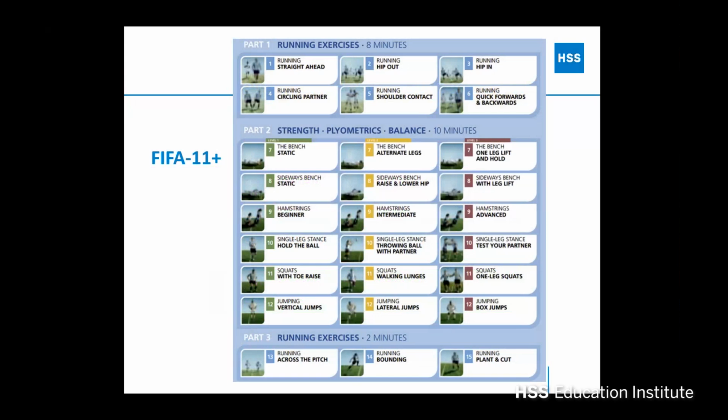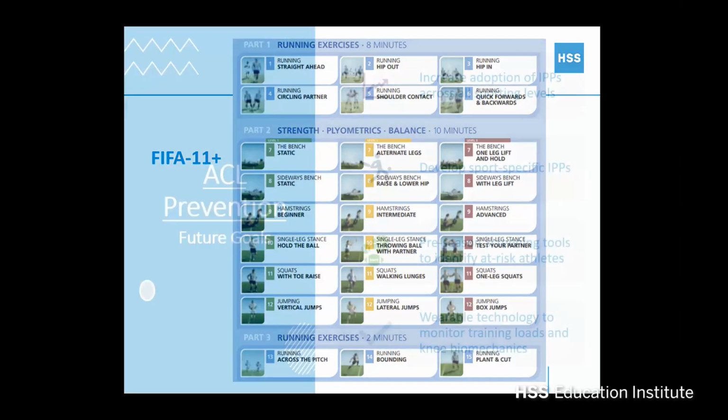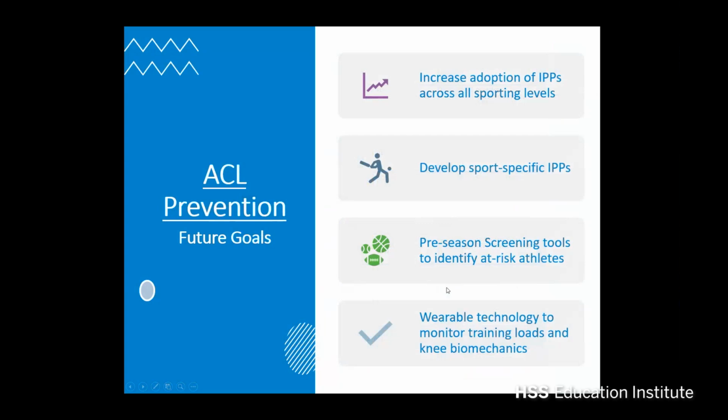For the first section, there's 8 minutes of various running exercises to warm up. Then 10 minutes of strength, plyometrics, and balance exercises to really make sure that the muscles are ready for the performance. And then 2 additional minutes of running. This is really meant to supplant any pre-game warm-up. By doing this, it shouldn't take any additional time, allows the athletes to get ready, and really gets the muscles ready to ideally avoid ACL injury. So that's an overview of what ACL prevention programs look like.